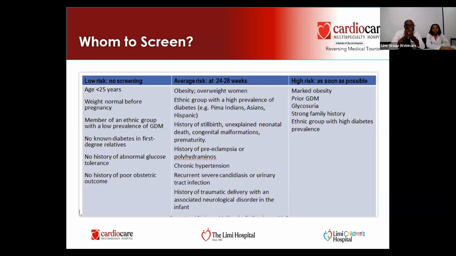So, like we said, these are the people you must screen, and those that you probably might not want to screen, what you do is watch them, observe them, and know when to screen. But if anybody falls into the group that is supposed to be screened, please, let's not waste time. Let's screen so that we can start management immediately, because like we said, the mother is at risk, the fetus is at risk.